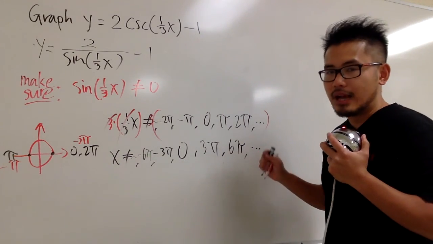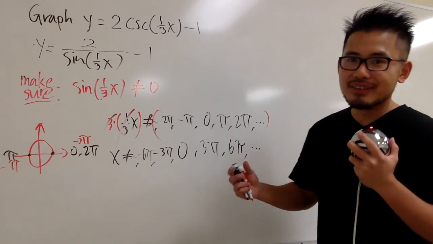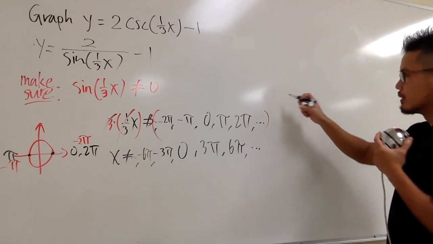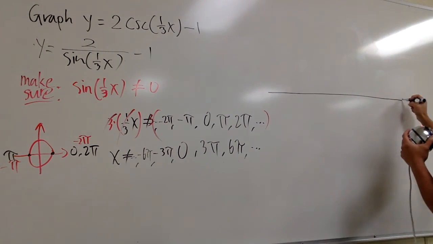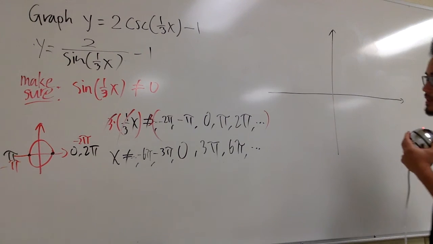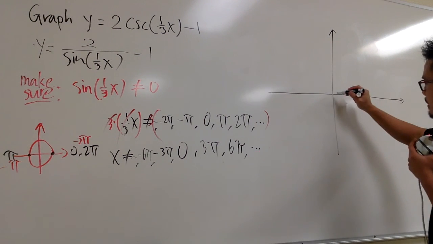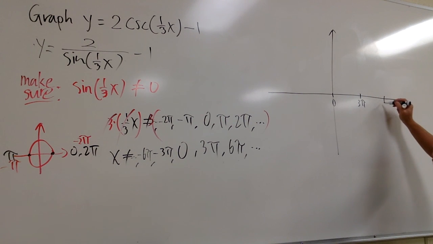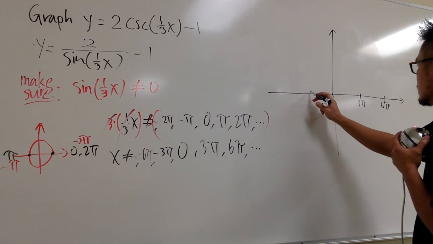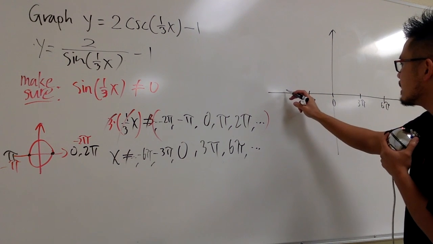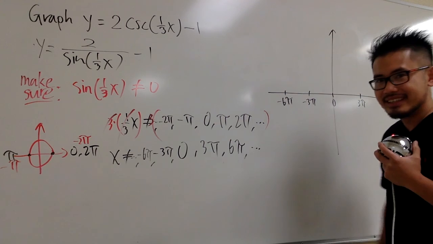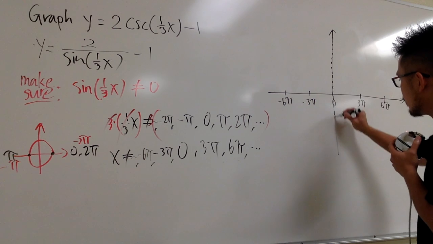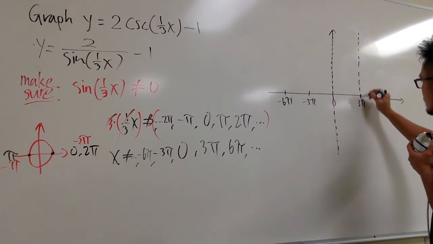These are the x values that we don't want the graph to have, but they will tell us that we have vertical asymptotes. So therefore, we are going to get a graph right now. We have the x-axis and the y-axis. Here is my 0, here is my 3 pi, and here is my 6 pi, and this is negative 3 pi, negative 6 pi. And we have the vertical asymptotes, so of course, let's do our vertical dashed lines.